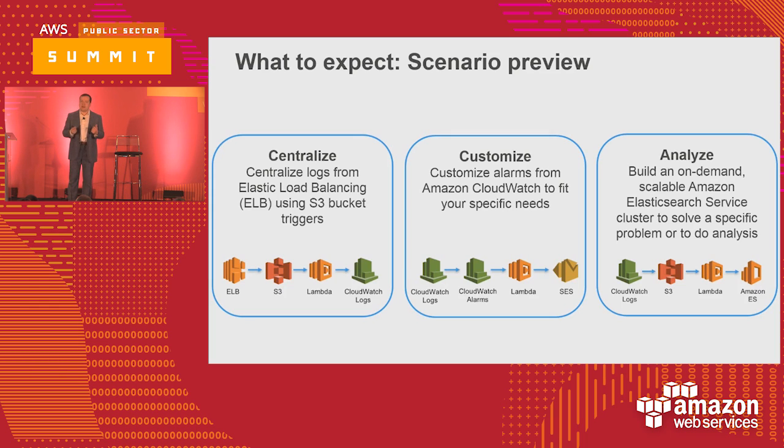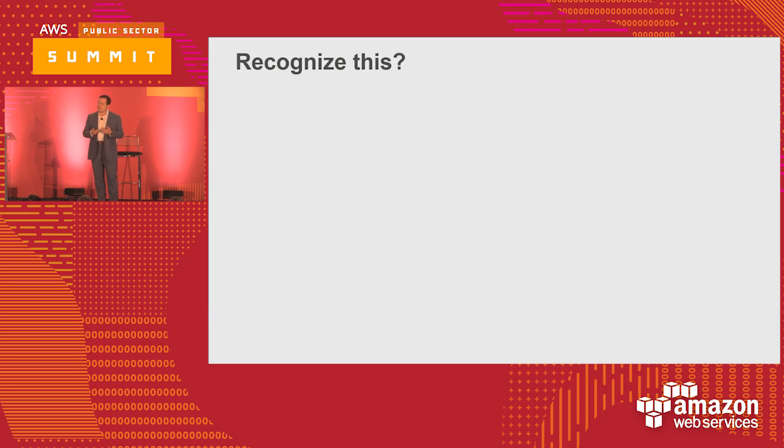We're also going to talk about how to customize alarms. How do you get alarms from CloudWatch, and how do you make those alarms useful, so that when you get the alarm, it displays data that you can act on, not just, hey, there's an alarm that's been triggered. And lastly, we're going to talk about how you analyze your log data. How do you take a bunch of log data, spin up an Elasticsearch cluster, do your analysis, and then shut it down, so you don't have a long-running cluster that you need to pay for.